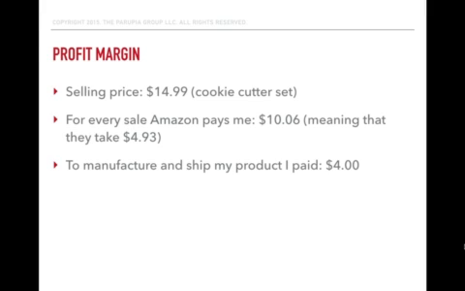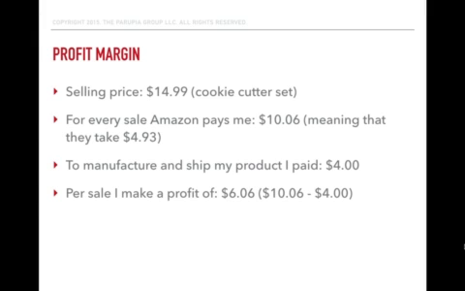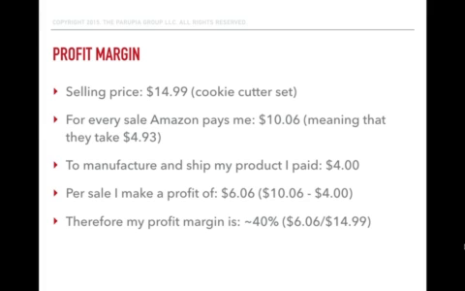Amazon pays me 10.06, meaning that they took 4.93 for every sale at the selling price of 14.99 for this specific product. To manufacture and ship my product, I paid, let's say, $4. That's a hypothetical scenario. Per sale, I make a profit of 6.06. To get that number, you subtract the cost that you put into the product, which includes your manufacturing and your shipping, $4 in this situation, from whatever Amazon pays you. So your net profit is 6.06, and your profit margin is your net profit divided by your selling price. So 6.06 divided by 14.99 is around 40% profit margin.